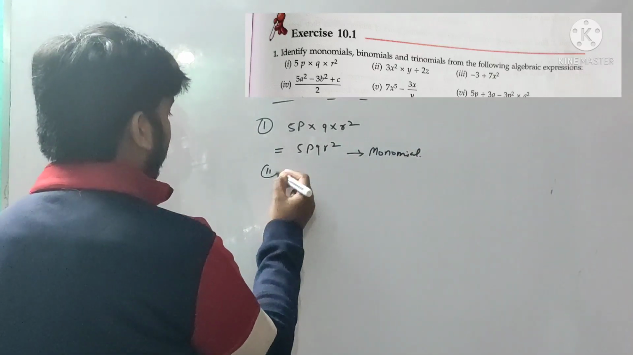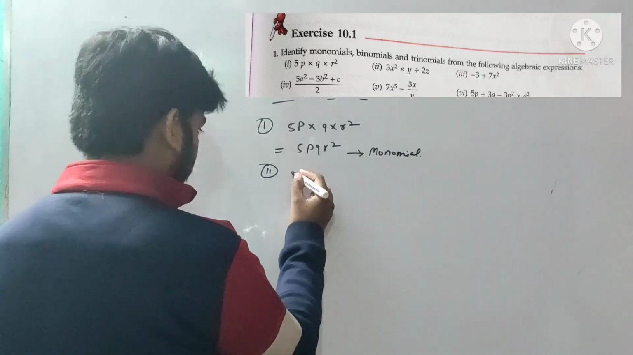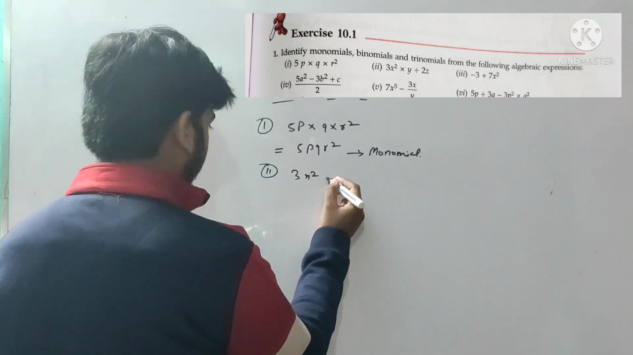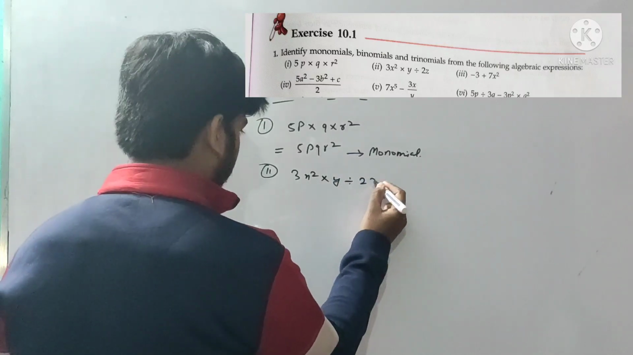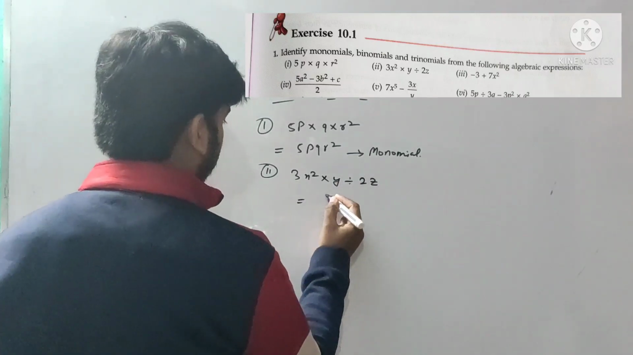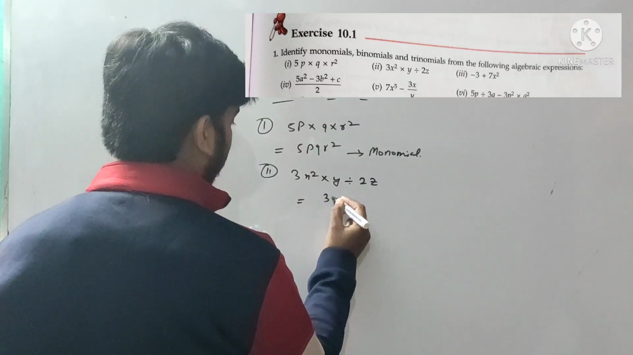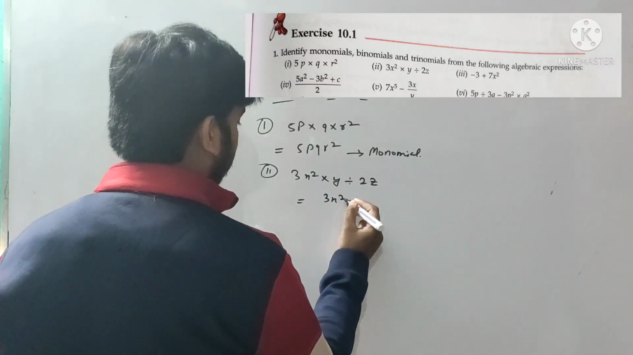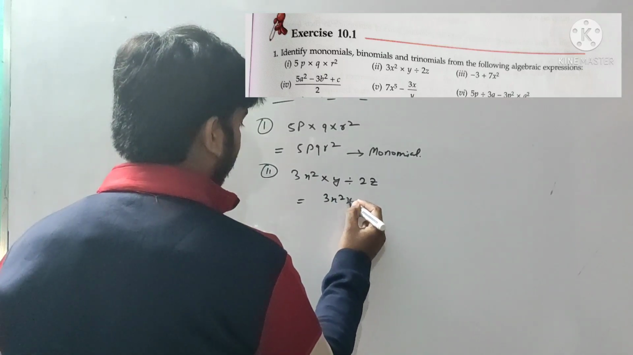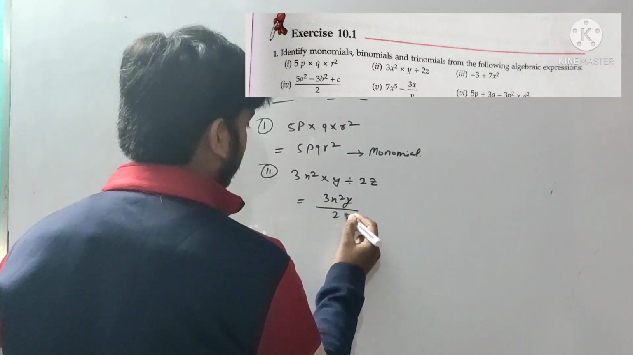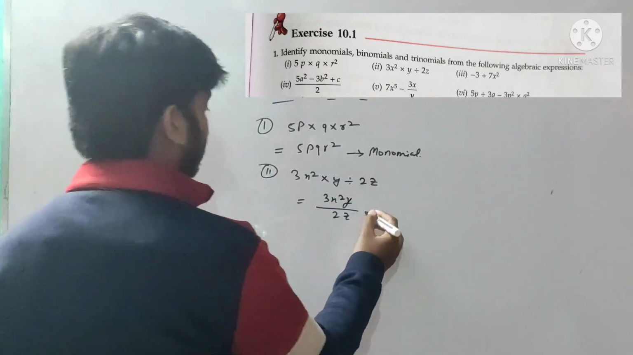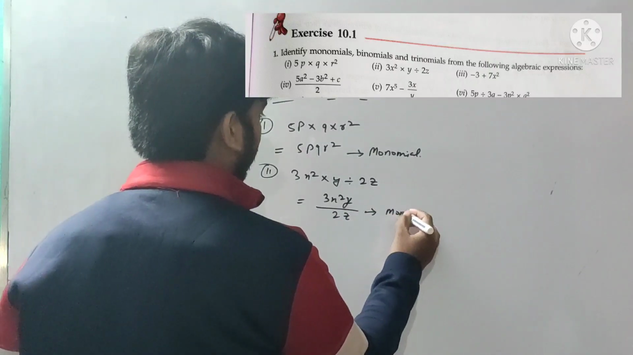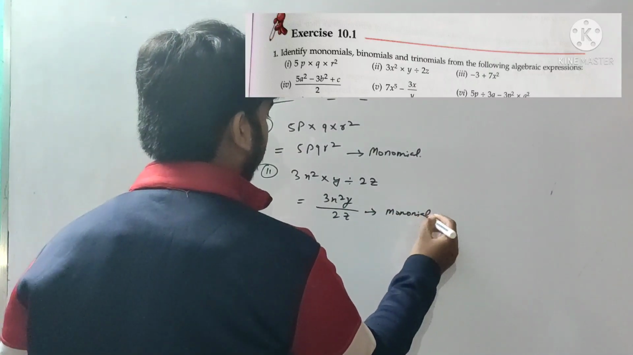Similarly, in question number 2, here also given 3x square into y divided by 2z. After solving this one, it will be 3x square y upon 2z. So it is also a monomial. Okay, this is also a monomial. We can write here monomial term.